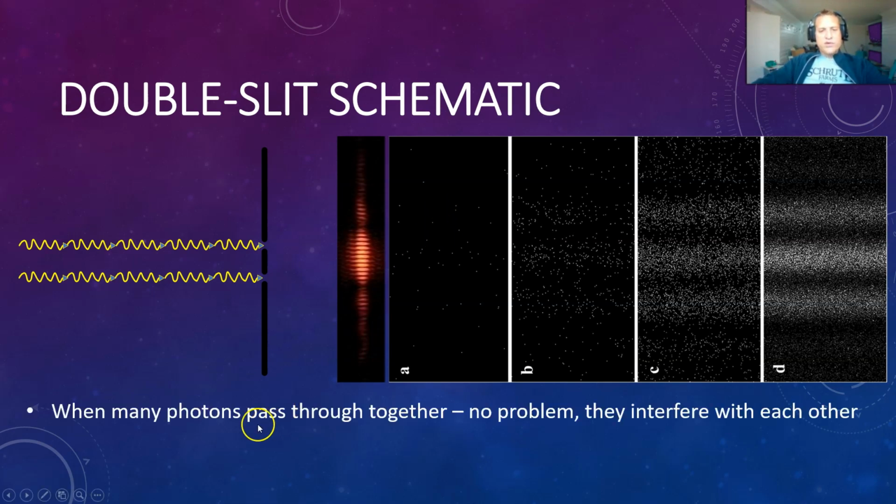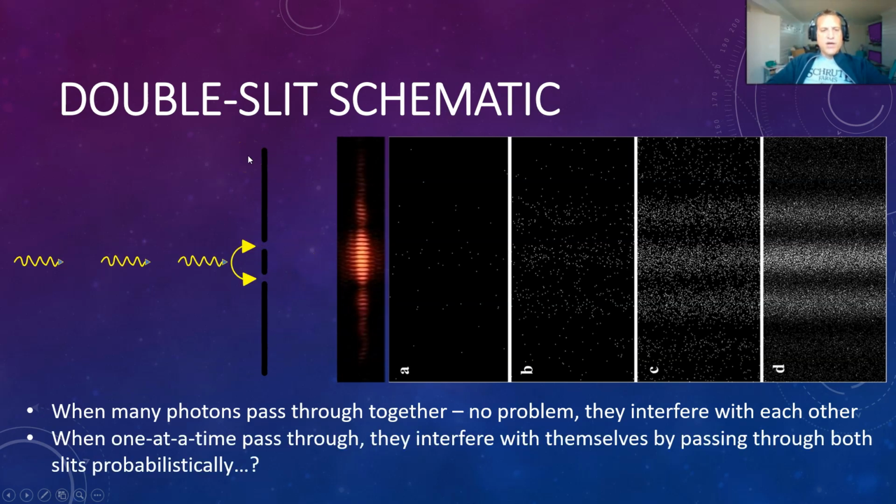Okay, so when many photons pass through, that's no problem to understand because you just say that they interfere with each other, just like a water wave does. So even though they're particles, they go through here, and there are so many of them that they're just interfering with each other, right? So that's no problem to understand. But the problem is when one photon at a time passes through, they still interfere with themselves. How?